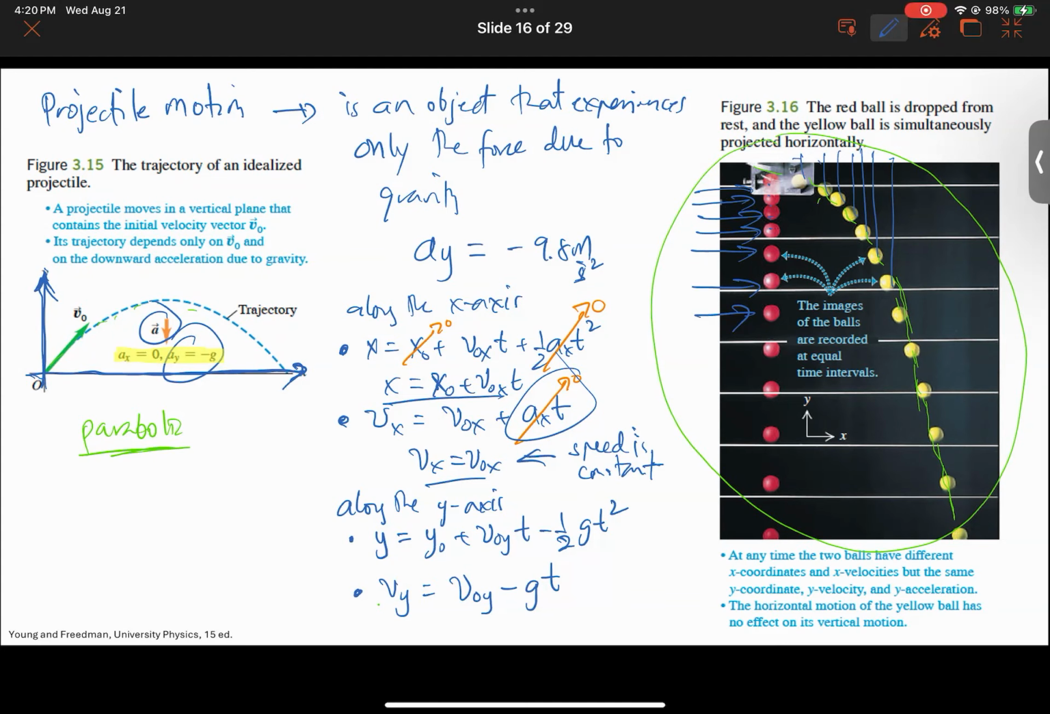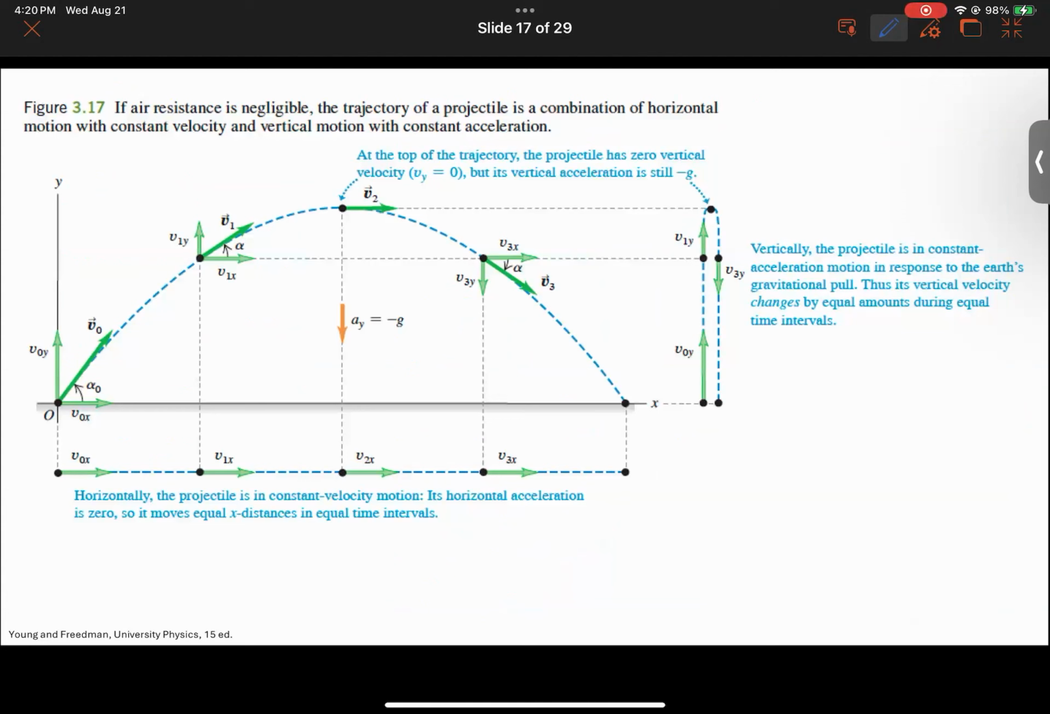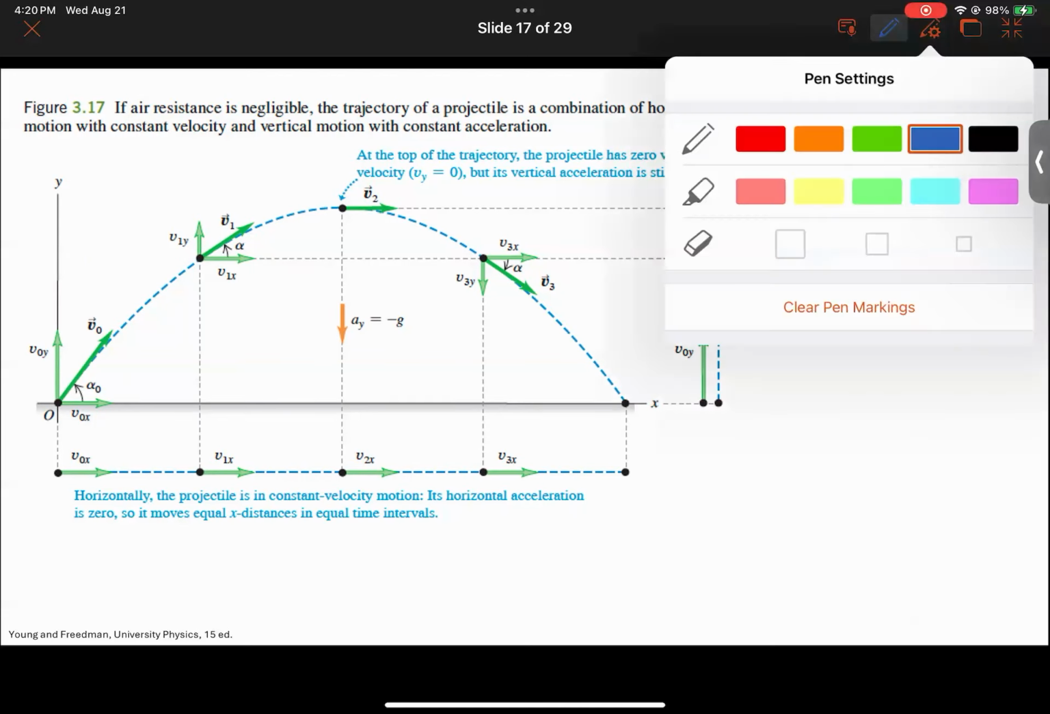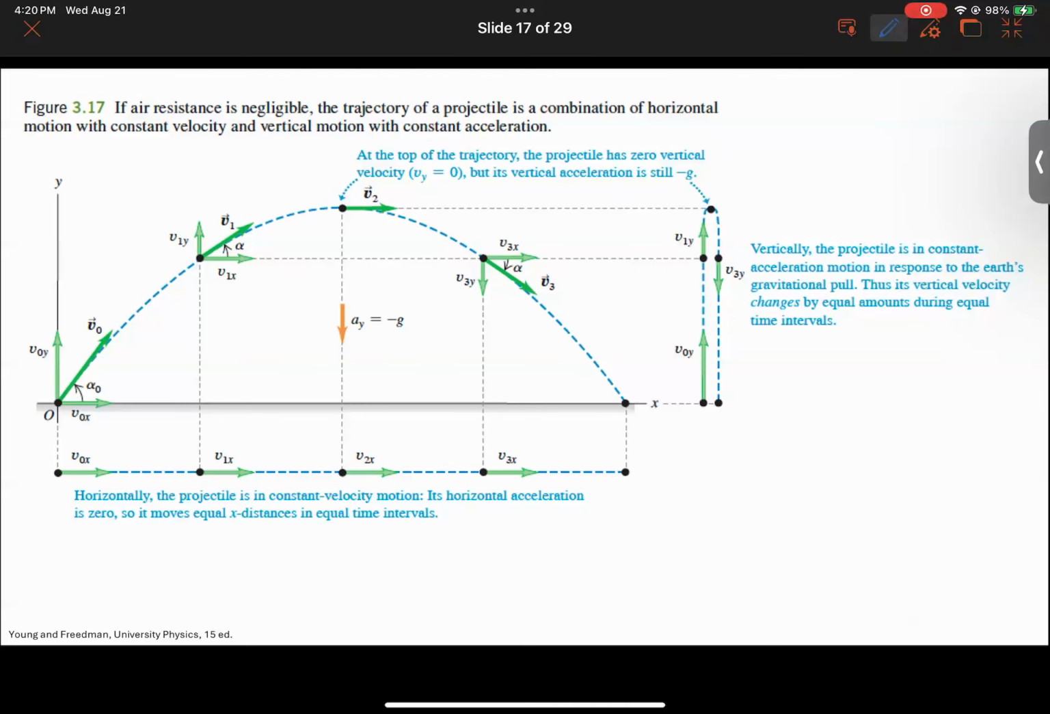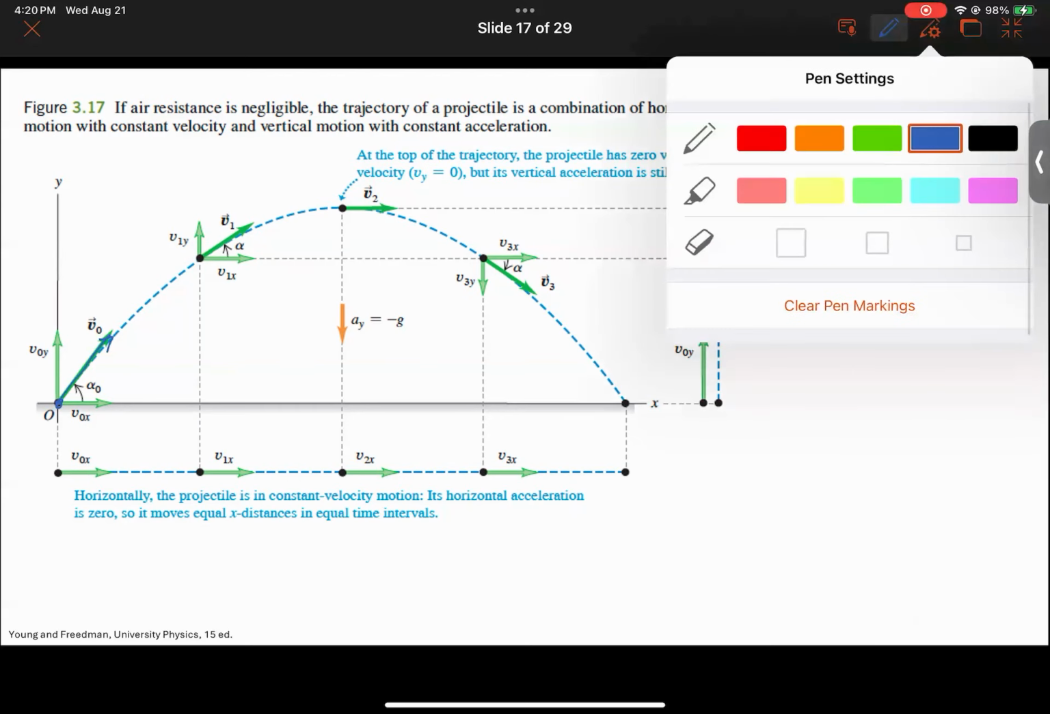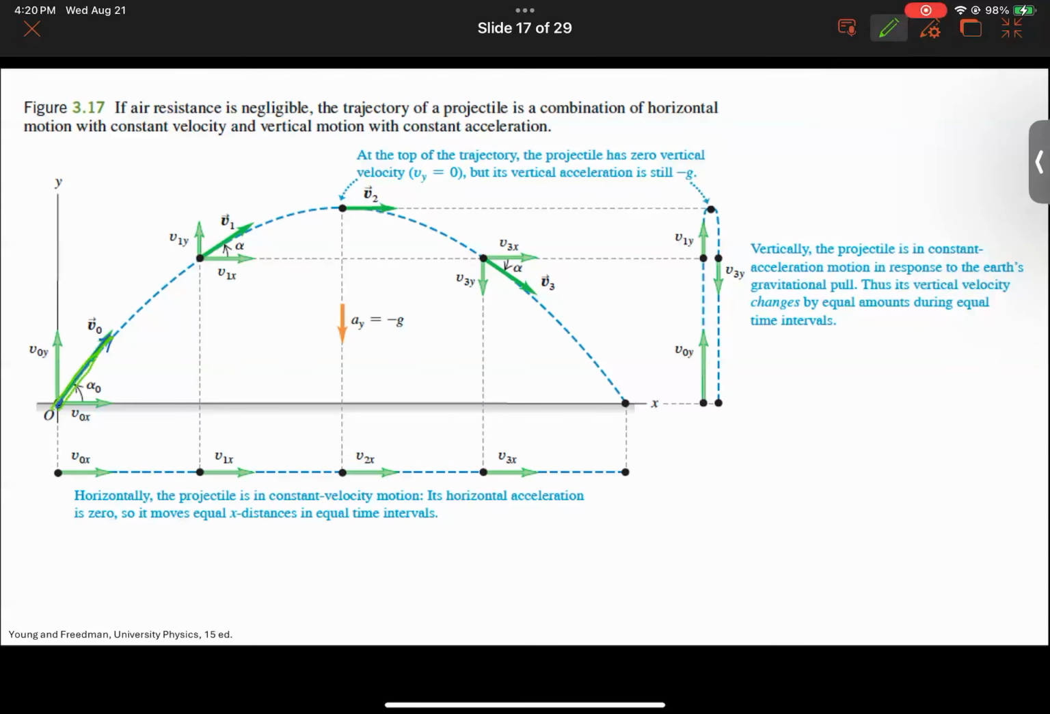So, bakit nga parabolic? Well, let's consider this figure. Okay. So, let's begin with yung object at the origin. Yung object na yan has an initial velocity v naught. Okay, meron siyang initial velocity v naught, and yung direction niya is alpha naught. Okay, v naught and then alpha naught.